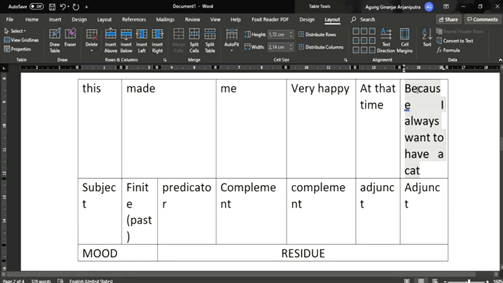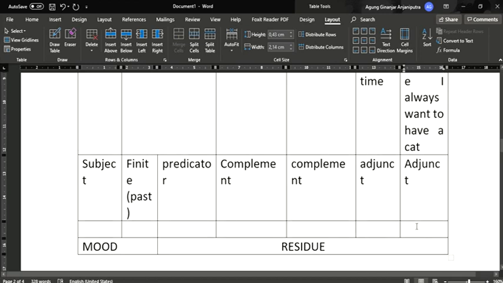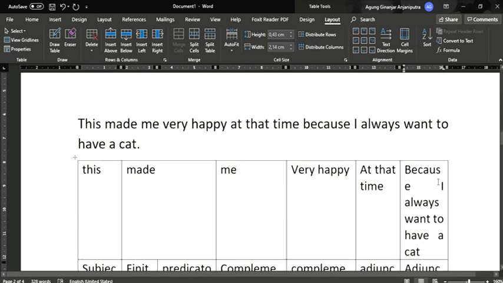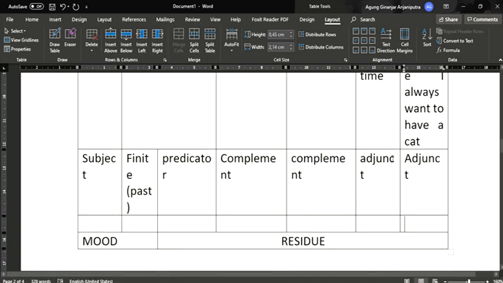Actually, because this one is a dependent clause, you can analyze it too. For example, you can insert a row below. You analyze I as subject, always as adjunct, want as finite, to have as predicator, and a cat as complement. That's part of the residue. I think that's all. I don't want to take too long. If you are confused about something, please ask me a question. Leave a comment below, and if there's something I missed to explain, you can ask a question by commenting in the box below. Thank you.